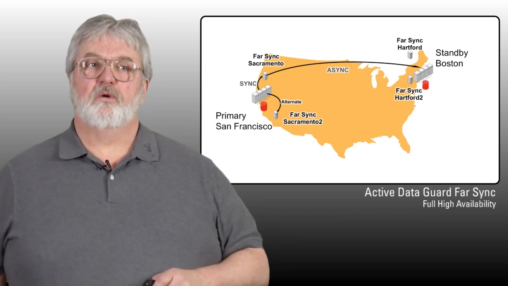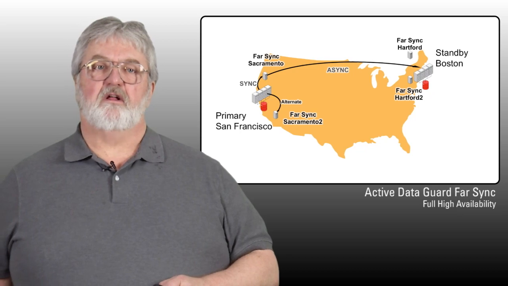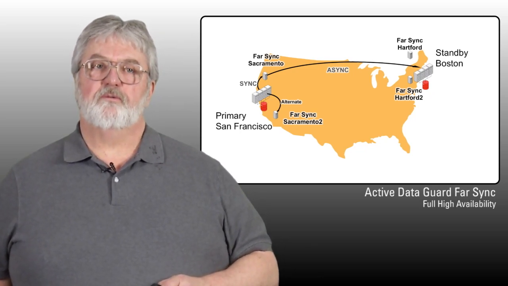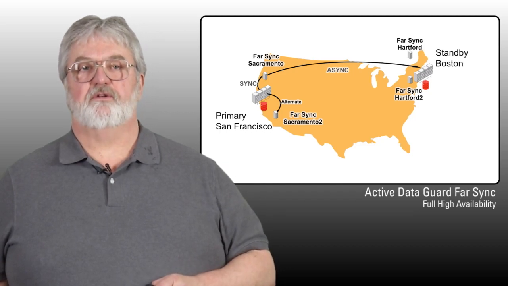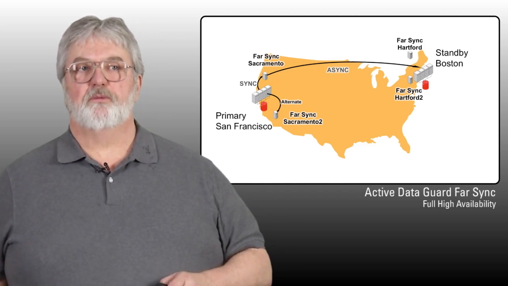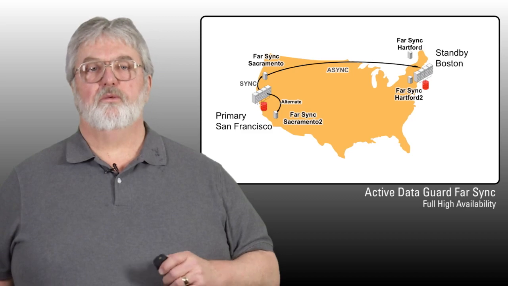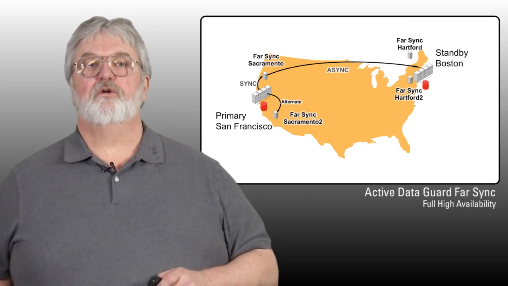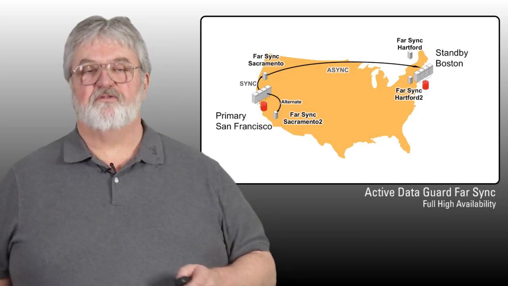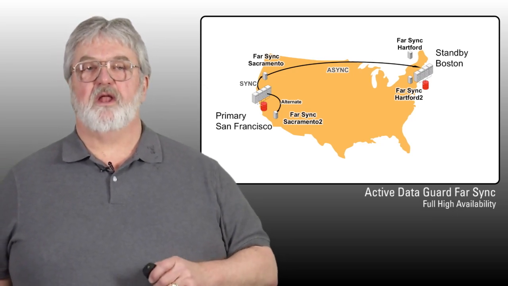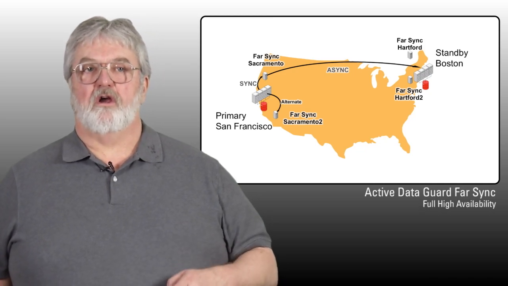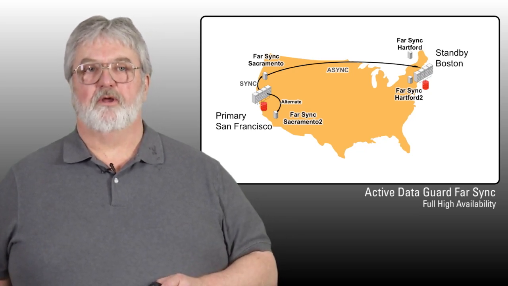At this point, though, if Sacramento happens to fail, Data Guard will automatically fail over to Sacramento 2 and continue in our zero data loss configuration. The moment that Sacramento would then come back, we'd fail back to it and allow it to resume the role of chief FarSync instance. Same thing would happen once Boston becomes the primary database. Hartford 2 would be the alternate at that point.